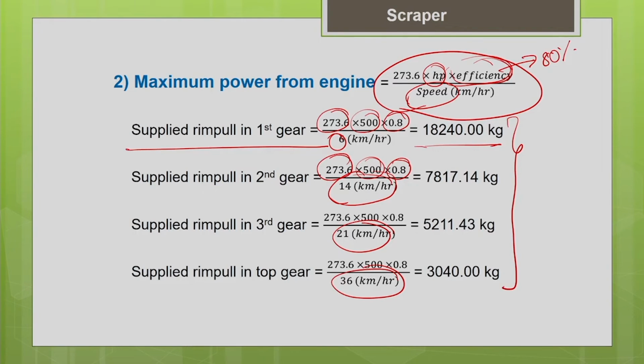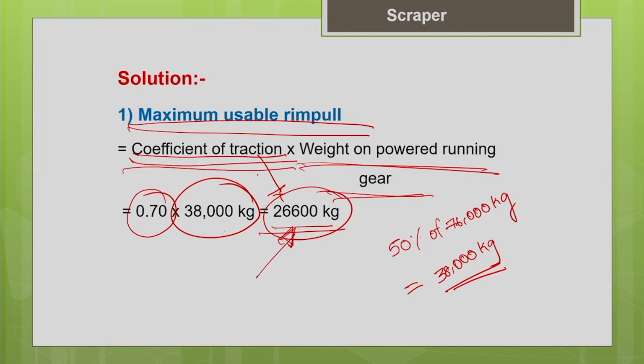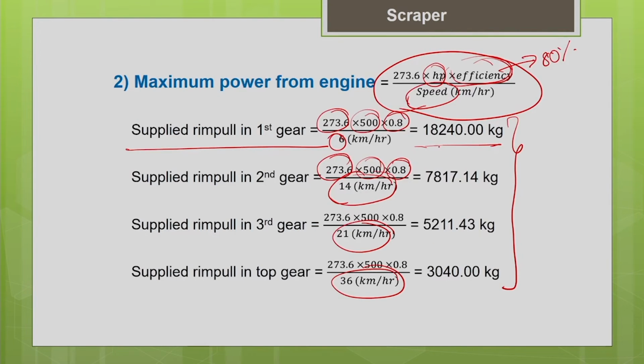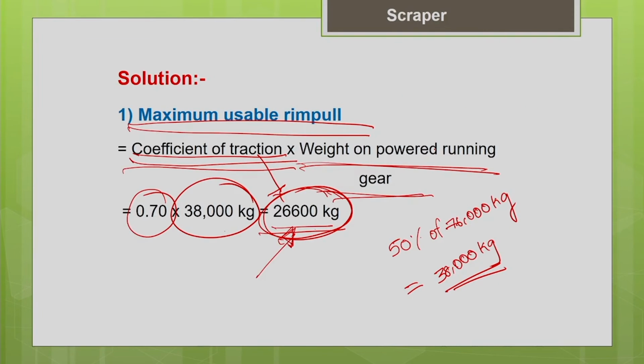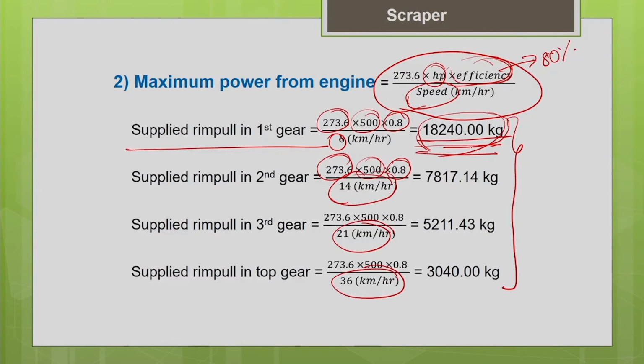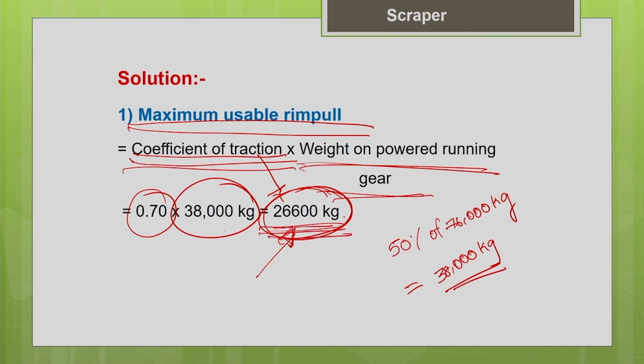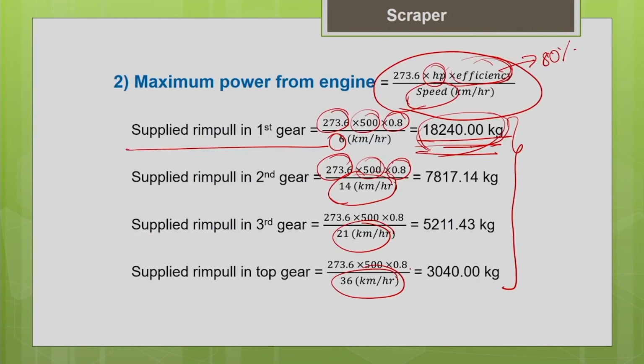One thing you should note is that the maximum usable rim pull based on the coefficient of traction is 26,600 kg. The maximum power from the engine is 18,240 kg in first gear. So, this is less than the rim pull determined based on the coefficient of traction. So, in this case obviously slippage of the machine won't occur, because there is sufficient traction. You have to compare this value with the usable rim pull based on coefficient of traction. Since the rim pull from the engine is lesser, we will go by this value only.